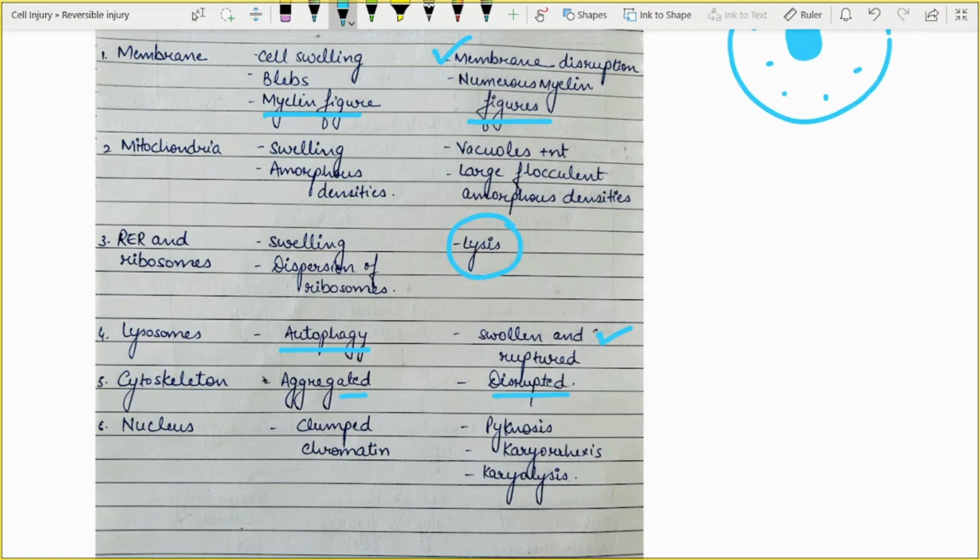Moving on to the nucleus, the last part, there will be clumped chromatin. There will occur chromatin clumping in the nucleus. Okay, and that was because of the increase in the lactic acid formation or decrease in the pH of the cell. And in irreversible cell injury, what will happen? There will be pycnosis, karyorrhexis, and karyolysis of the nucleus.